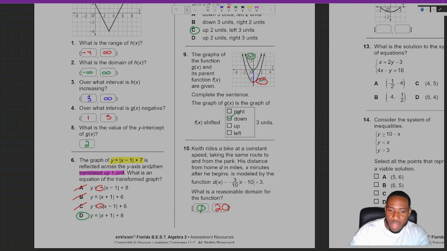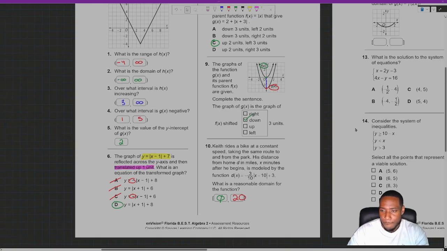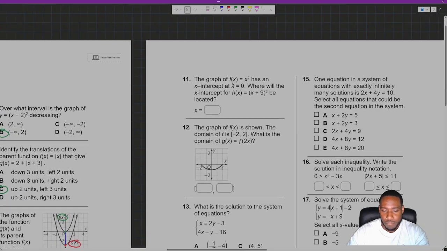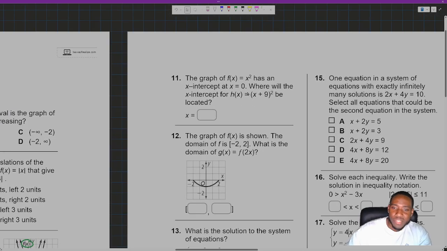All right, on to number 11. Let's run the back side of that page now. For number 11, they tell us the graph of f of x equals x squared has an x-intercept of 0. They ask us, where will the x-intercept for h of x equals x plus 9 be located?